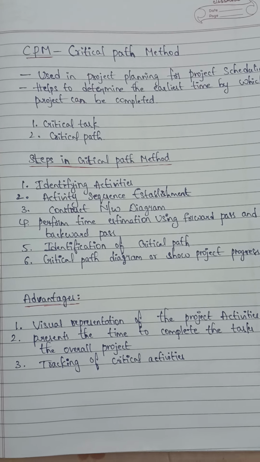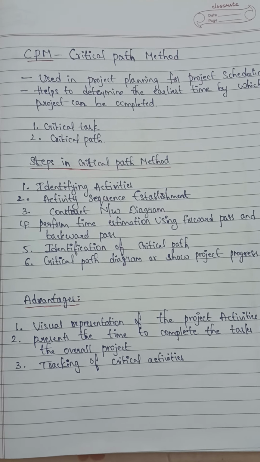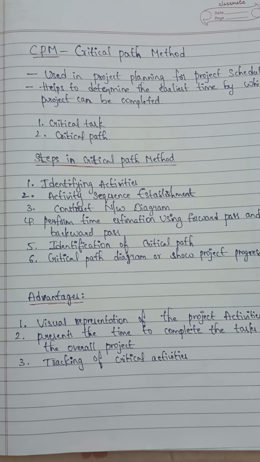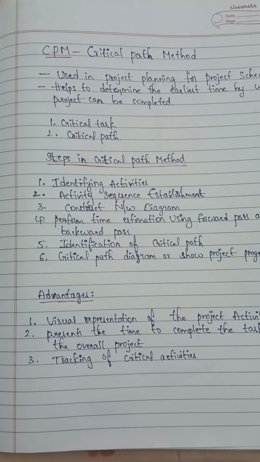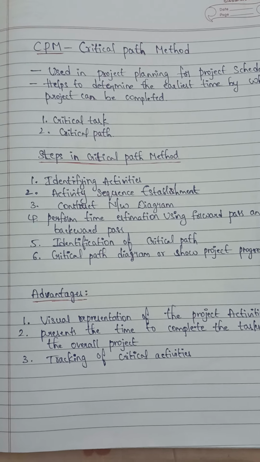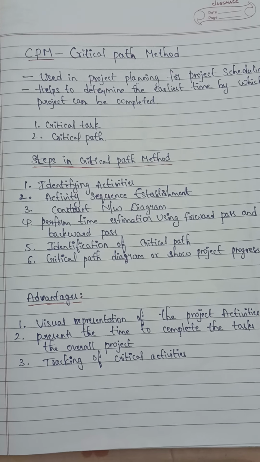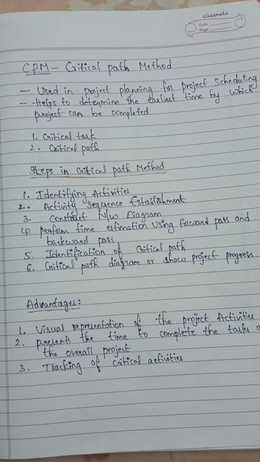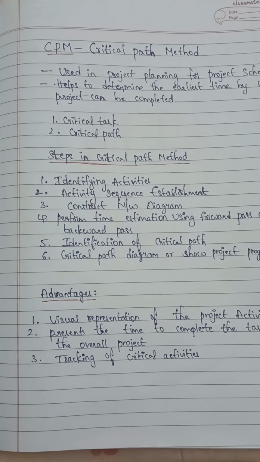And fourth step, perform time estimation using forward and backward pass. Forward pass is carried out to calculate the earliest dates on which an activity may be started and completed. Backward pass is carried out to calculate the latest dates on which an activity may be started and finished without delaying the end of the project. Next step, identification of critical path. To determine that, we require 4 parameters for each activity of the network: earliest start time, earliest finish time, latest start time, latest finish time. After that we have the sixth step, that is the critical path diagram or show project progress, which gives a realistic figure for the deadline of the project.